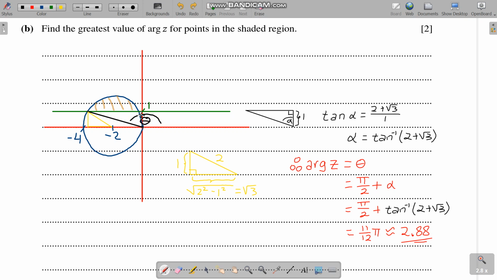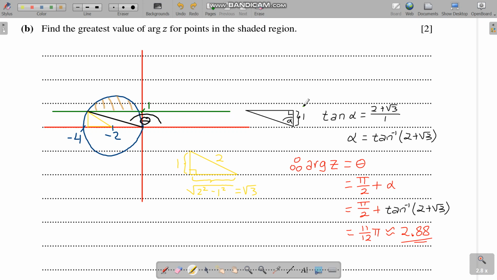Now how do we find the arg z? Well, we can find this angle here first. If we know this angle, we can just do pi minus it, or 180 degrees minus it. To find this angle, we're going to need some trigonometry. So we're going to need this length and this length if you look at the triangle. Let's focus on finding the lengths. I'm just going to find this angle here, and I'm calling it alpha.